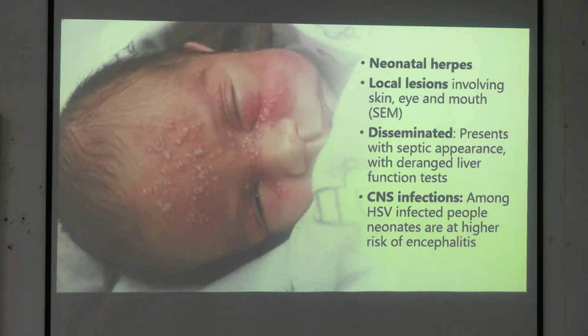Okay, so neonatal herpes, you see the local lesions will be involving 3 parts. একটা হচ্ছে skin, একটা হচ্ছে eye, একটা হচ্ছে mouth. Okay, skin, eyes and mouth will be affected in the neonate. In case you have disseminated disease, then the patient might appear very septic. The patient might go into a rapid deterioration of the multi-organ disease.